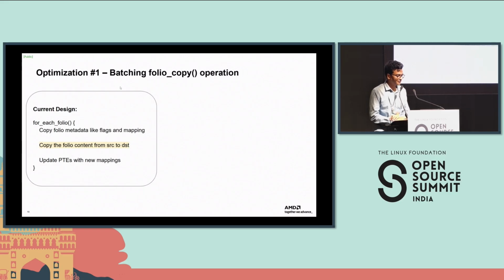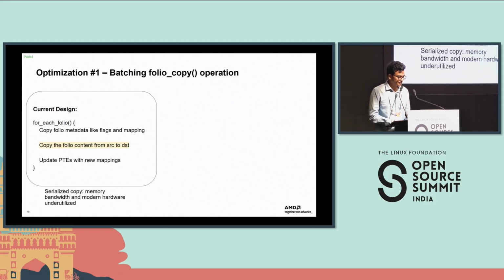So this takes us to batching the folio copy operation. In the current design, for each folio, first we copy folio metadata like flags and mappings, then copy the folio content from source to destination, and then update the page table entry with the new mappings. This is all done one by one, serially.